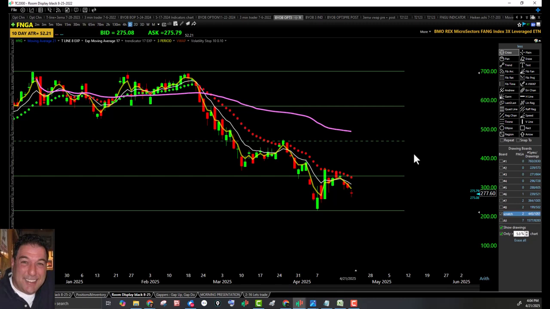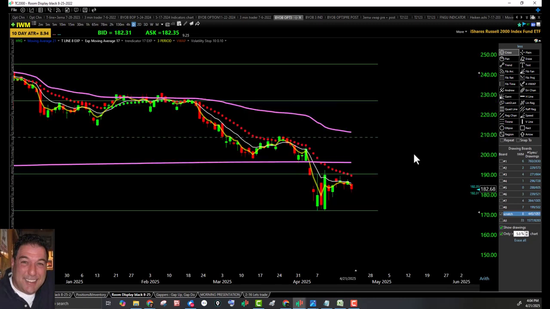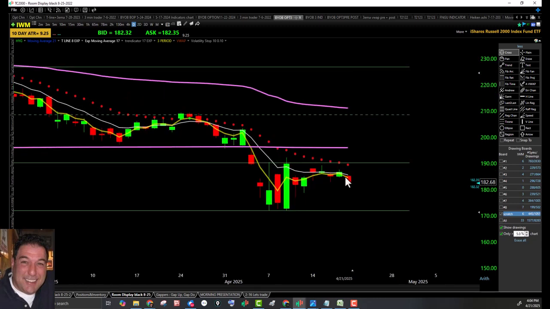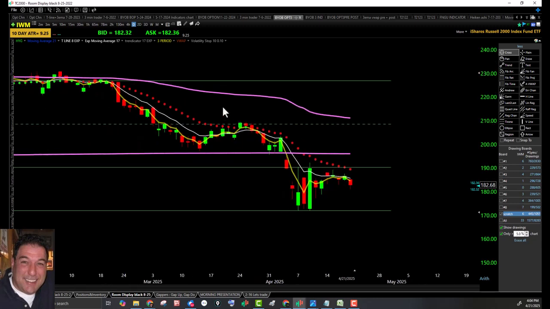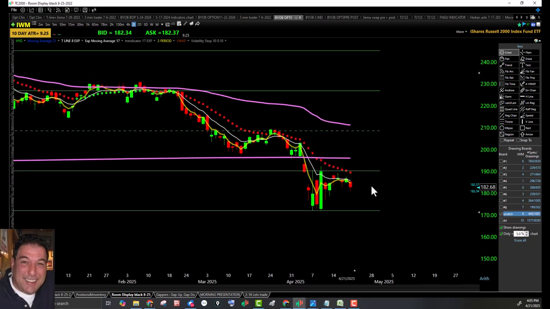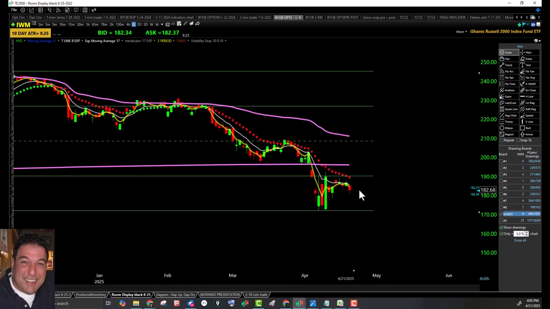Let's take a look at IWM. IWM, lower high, lower low, closing under a trap, under the 17, under the all-time high anchored VWAP, under the midpoint, quadrant 1, that's bearish. Lower highs, lower lows, that's a downtrend.